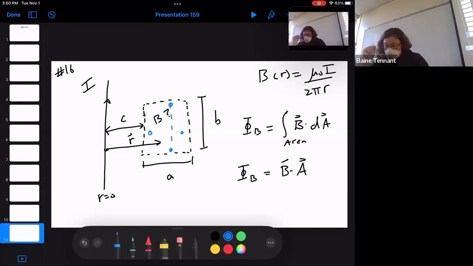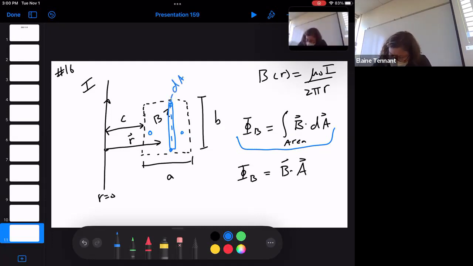The same. So when I'm looking at these areas, I'm definitely going to have to chunk this up, and it would probably be convenient to chunk it into strips. Make sense? I'm going to chunk it up into dAs, where each of my strips is some distance r from my wire.